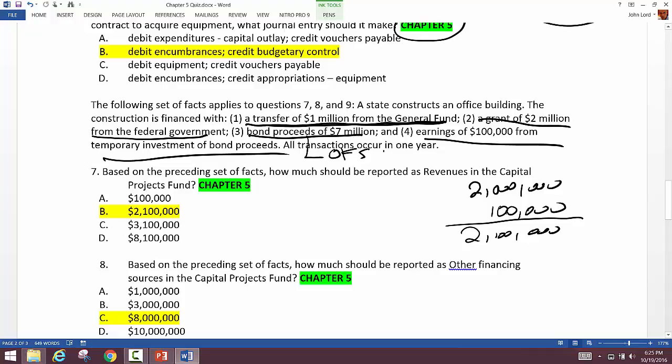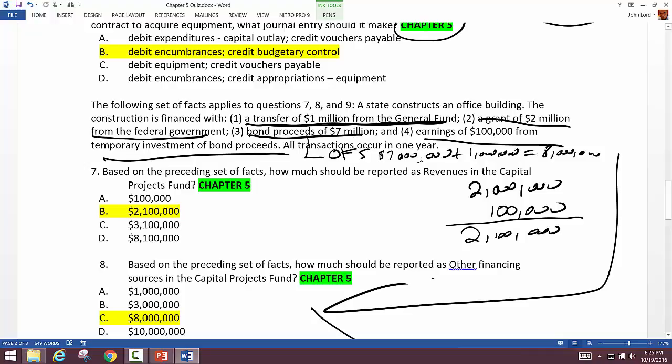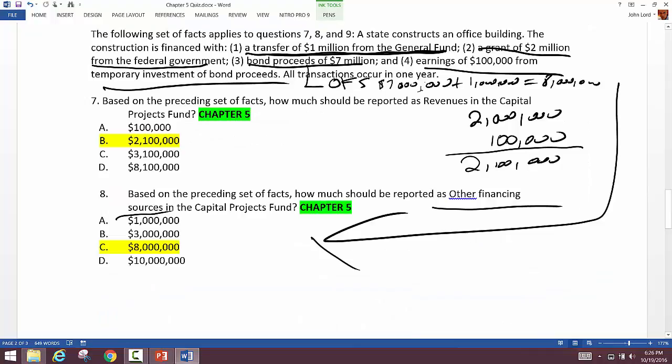Good. So if I were to put the question on the test where I'd ask you the other financing sources, the answer would be the $7 million plus $1 million, which would be $8 million for that. I like questions like that. I can ask you the same question almost, and then I just have to change the choices and make a different right answer out of it. Okay, good. Other financing sources is how much? 8 million.